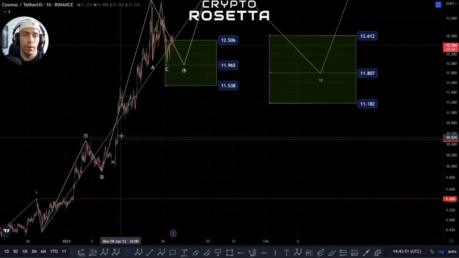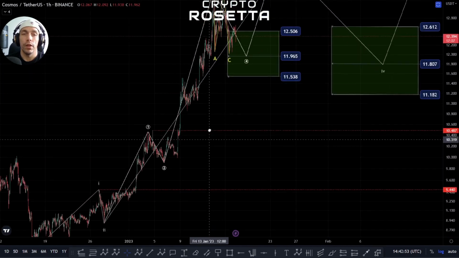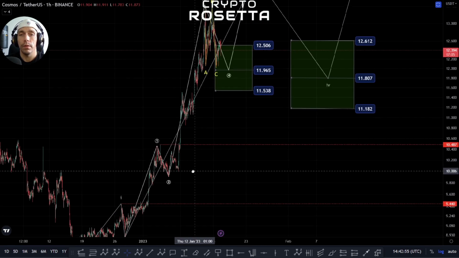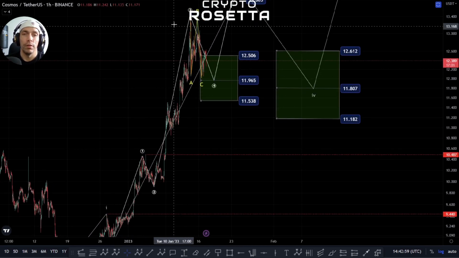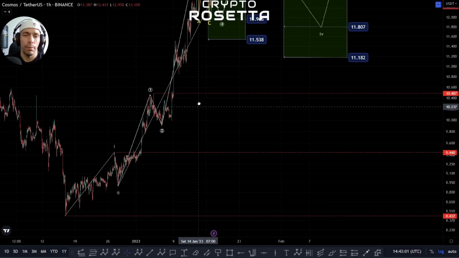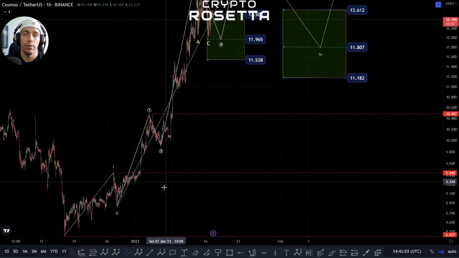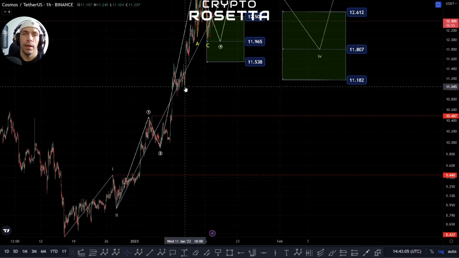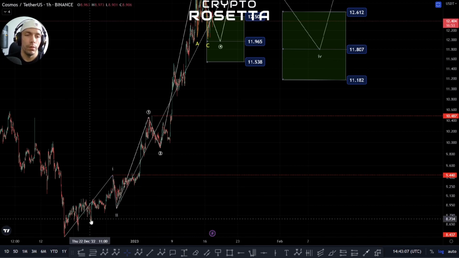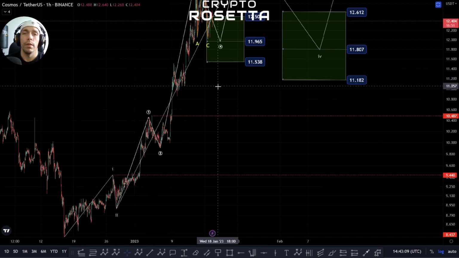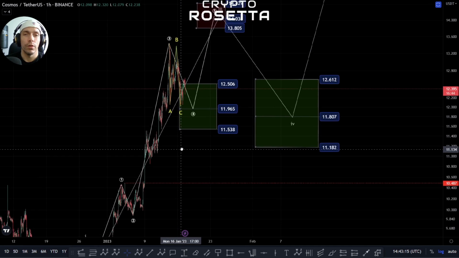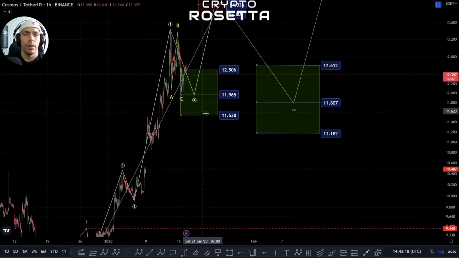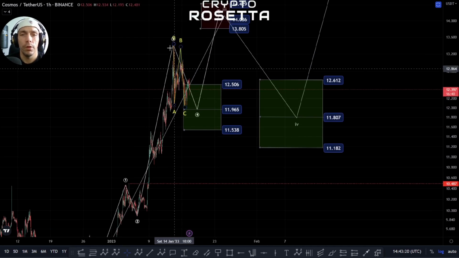If we do move down below that, then we'd have to count the structure slightly differently, and we would have to look at this as the potential of having been a completed structure within here, though the overlap wouldn't really make sense unless we take it further back and potentially go 1, 2, 3, 4. We could do it that way, but I don't really like that structure. I'm going to keep looking at it like this for now.